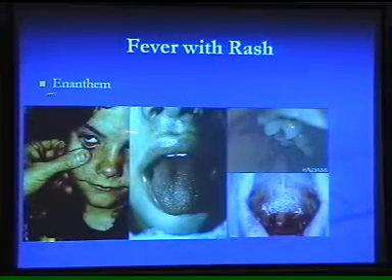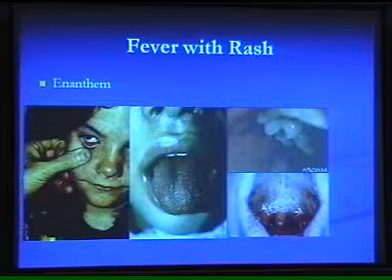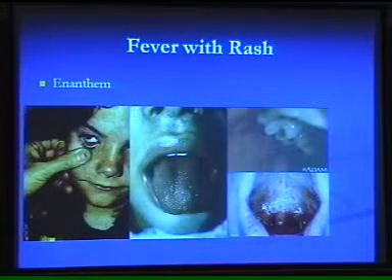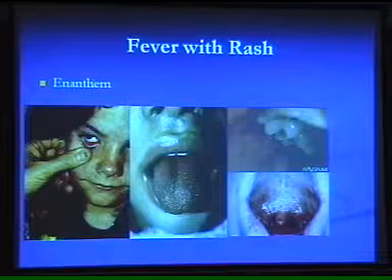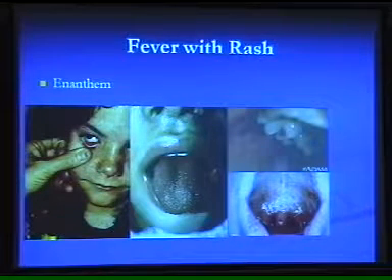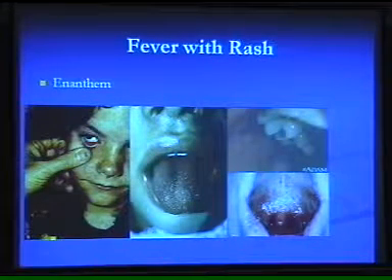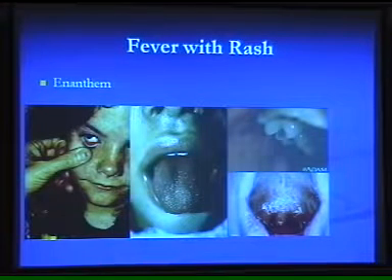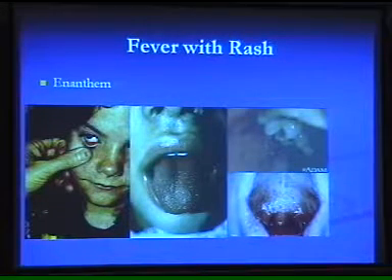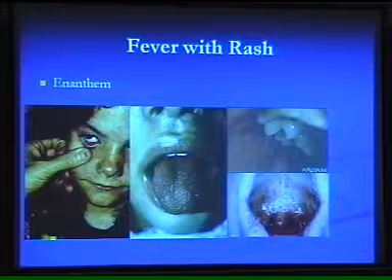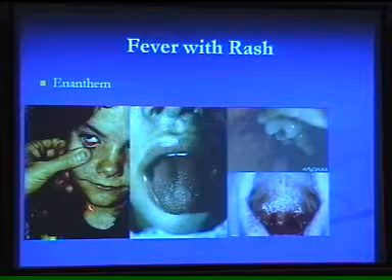Okay, here is a term, enanthem. What does that mean? The other word I used was exanthem, right? Exanthem is when the lesions occur on the skin. For example, in measles, it's a maculopapular rash on the skin. So that's an exanthem. Enanthem is when the lesion affects the mucous membranes. So these are the diagrams showing that.